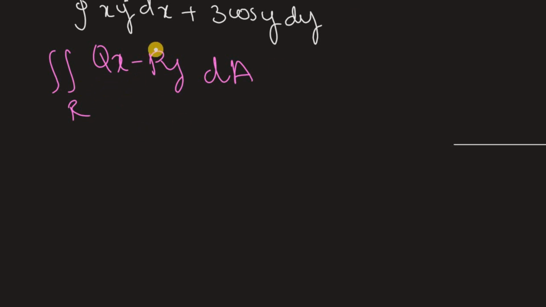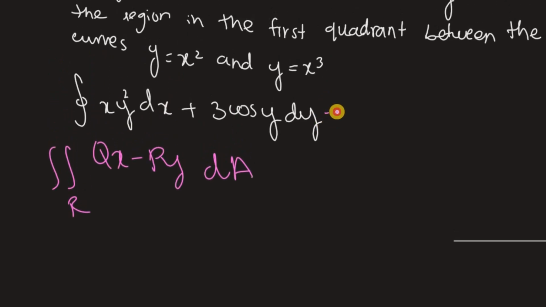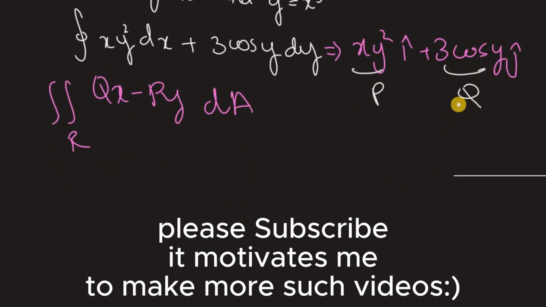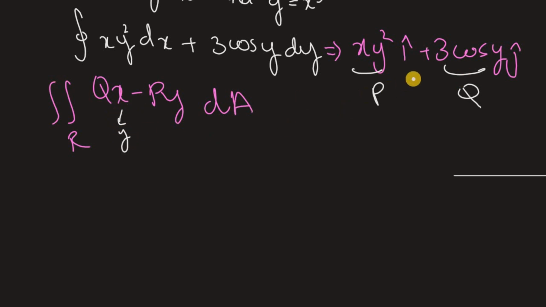Next, the first one, if you want, you can write it in terms of vector field. So it's xy i hat plus 3 cosine y j hat, and this is our P, and this is our Q. Now you're going to evaluate this. This one is Q, and you take the partial derivative with respect to x. There's no x over here, so y is constant, and you only have y and 3, which means the whole thing is constant. So you have 0.